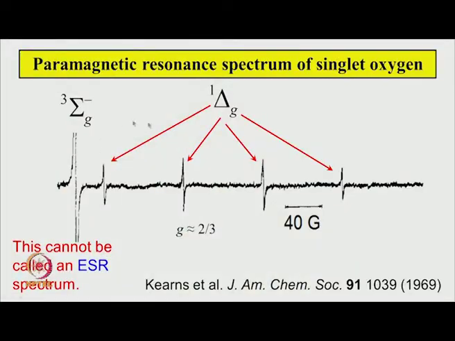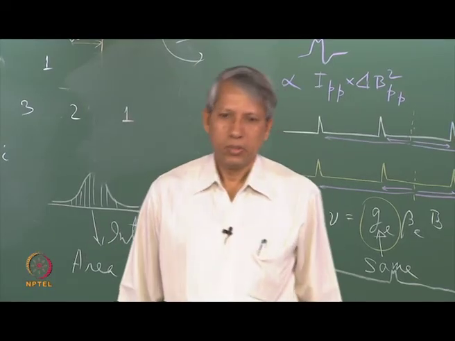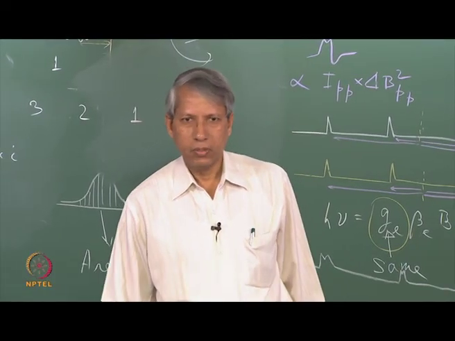Anyhow, coming back to this, certainly this cannot be called an ESR spectrum. So, electron paramagnetic resonance is a very general term, which includes both paramagnetism coming from orbital motion as well as spin motion. So, we will continue to use the term electron paramagnetic resonance in these lectures. So, with this we come to an end of this discussion.